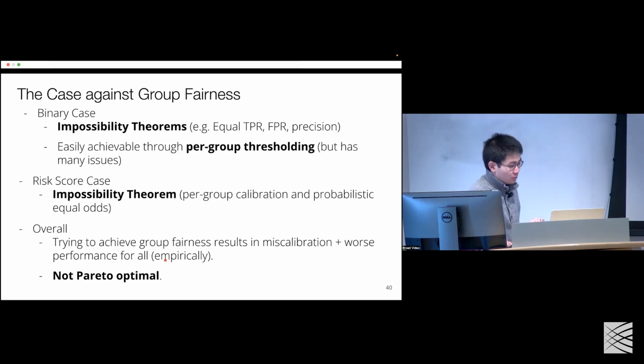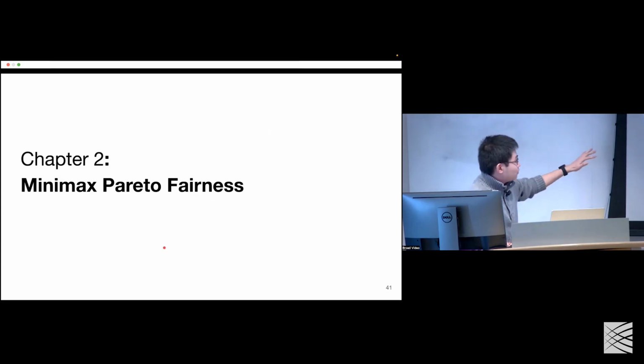So what's a better metric to use? Well, let's get to chapter 2, which is min-max Pareto fairness. Okay, so this is the recently proposed metric or definition of fairness in the ML literature, which says the following.